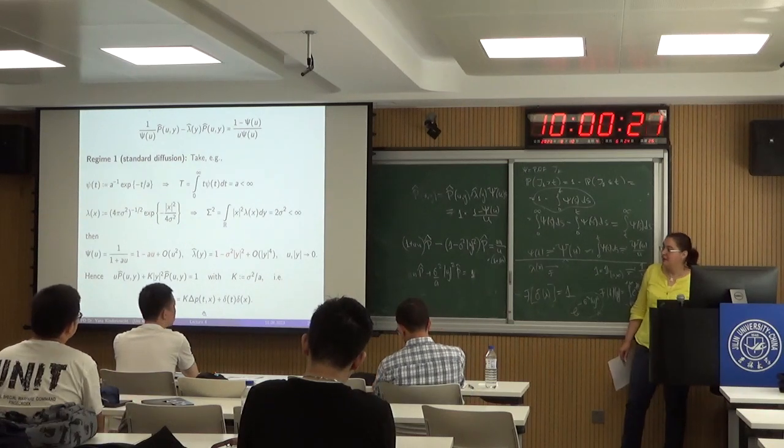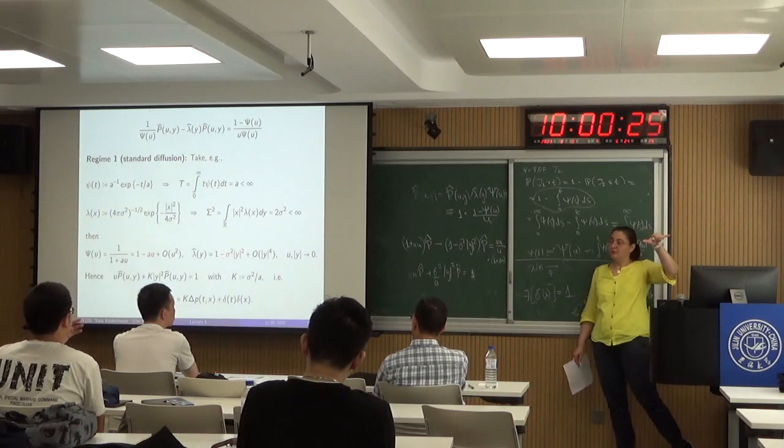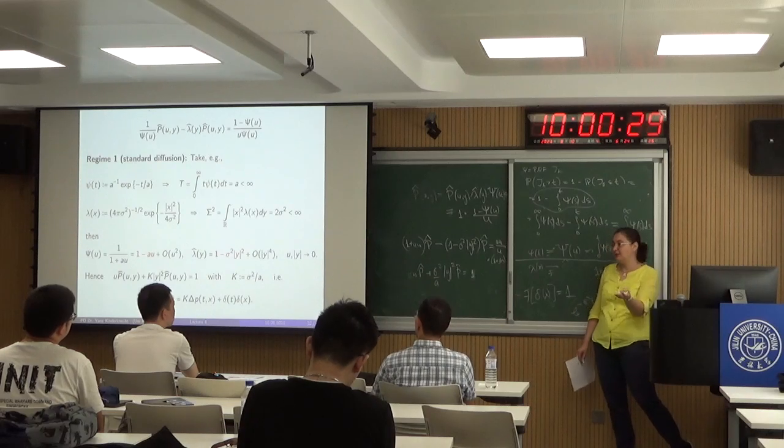So you see, we started from the continuous time random walk, and in the particular case, for the particular type of regime, we have obtained just the heat equation.